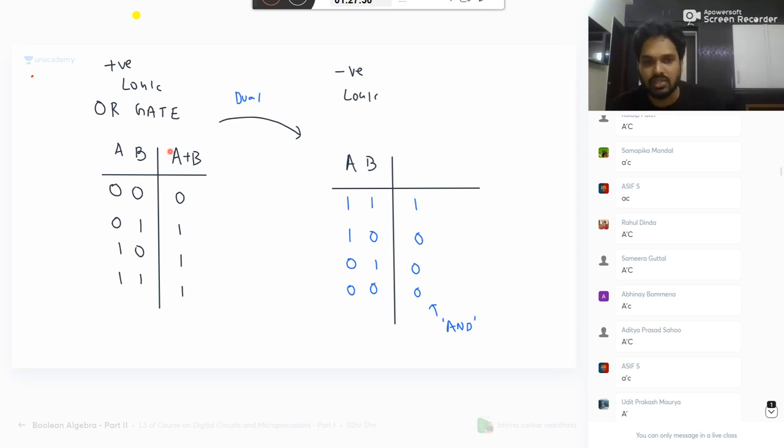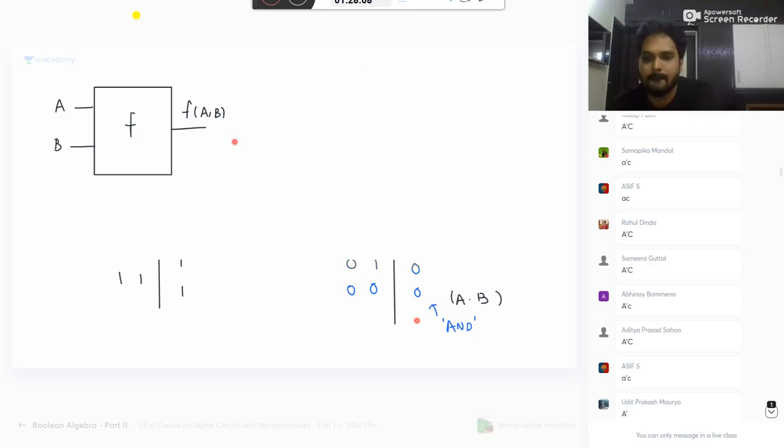See, output expression here is A plus B. So here it is A into B. A into B, why I haven't written? After getting, we should write. It is A into B only. Okay, it is AB only, AND operation. Fine. Okay, so let's come here.